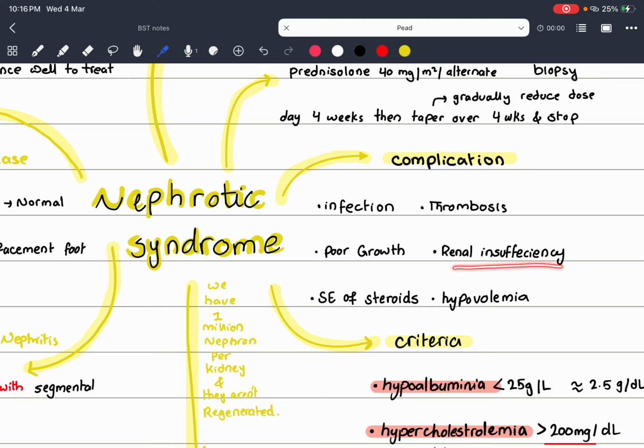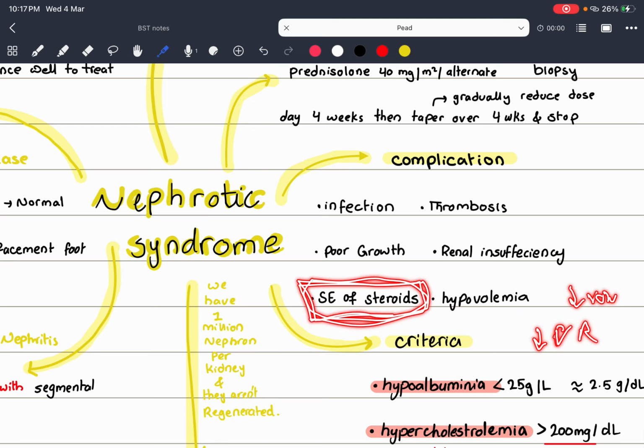Renal insufficiency, because of what? Reduced renal blood flow. Hypovolemia, of course we say reduced volume, reduced venous return. And the side effects of the steroids. Sadly, for the patient on lifelong steroids, they will have these side effects.